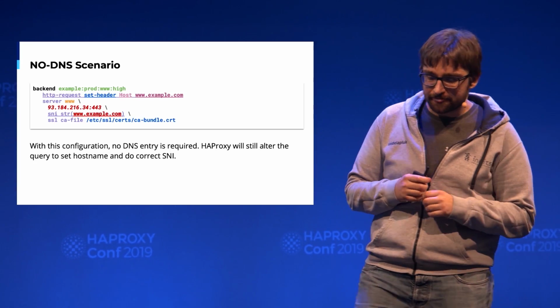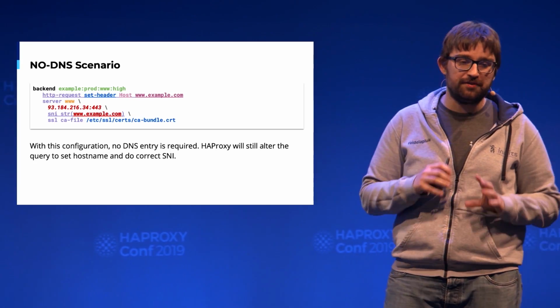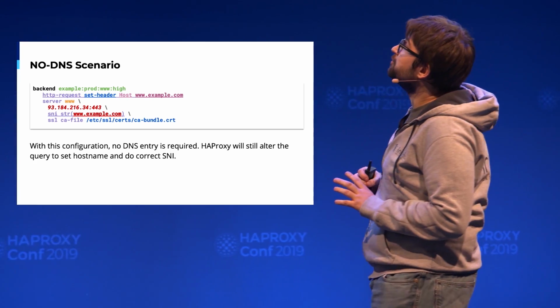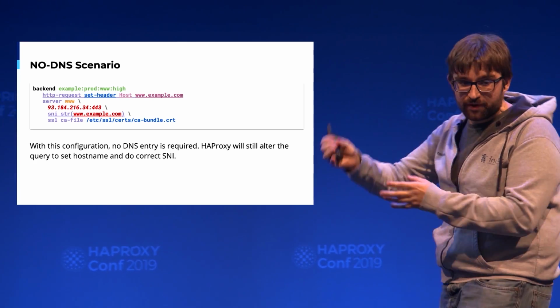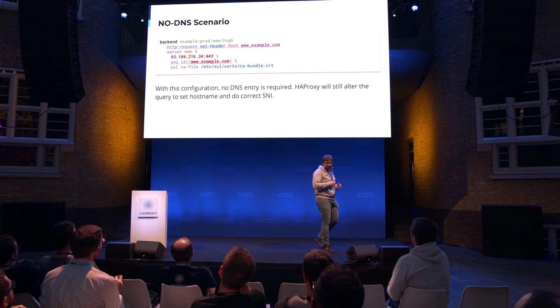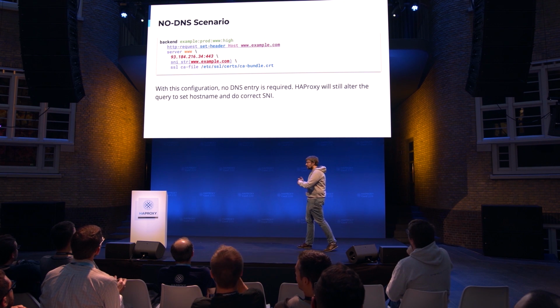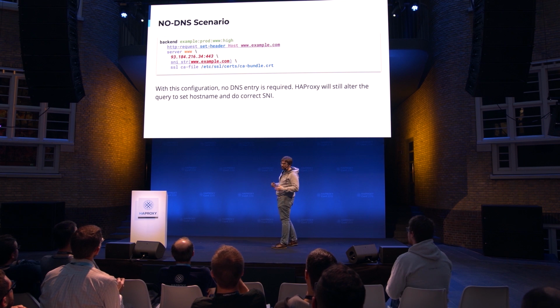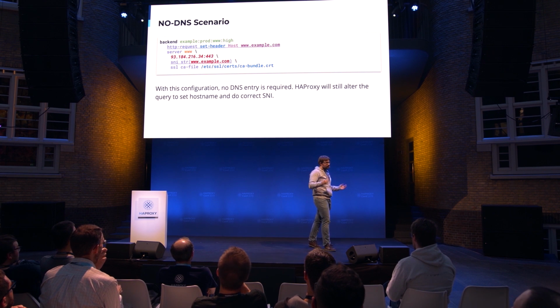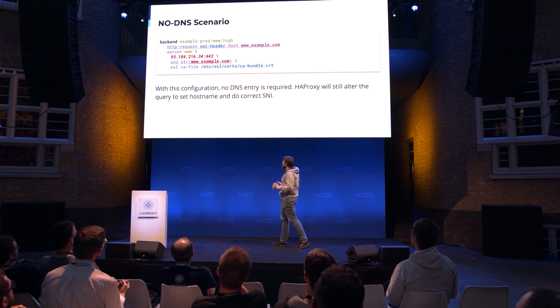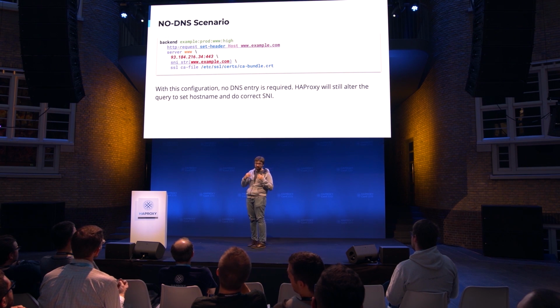So that's very easy, actually, the no DNS scenario, because all you need to do is just put the IP address as the backend. And it means that HAProxy, because we have the SNI and the HTTP request directive in the file, will be completely transparent for the backend whether we did use DNS or not. So in those cases, that makes our life really, really easy.